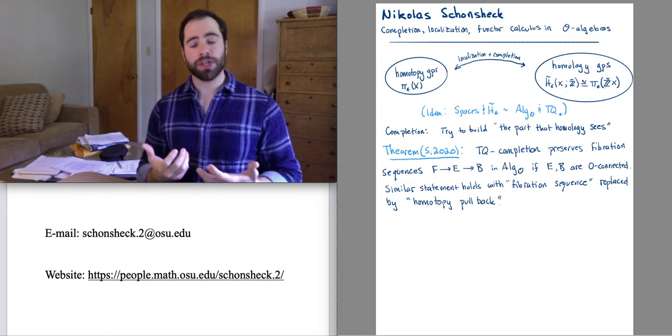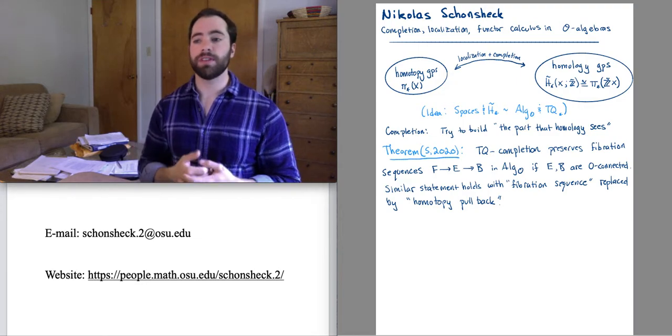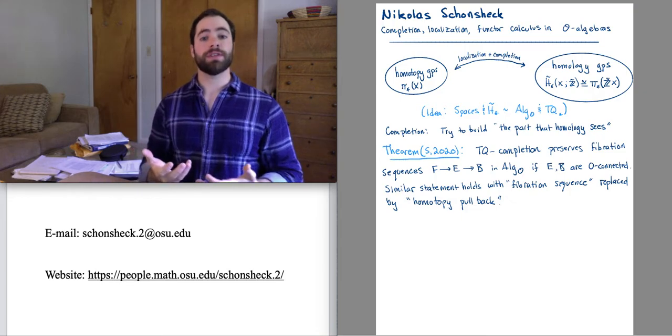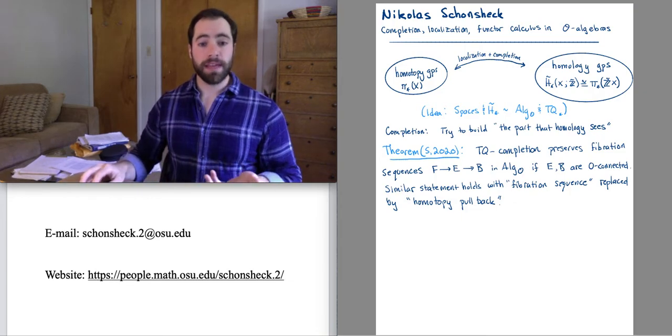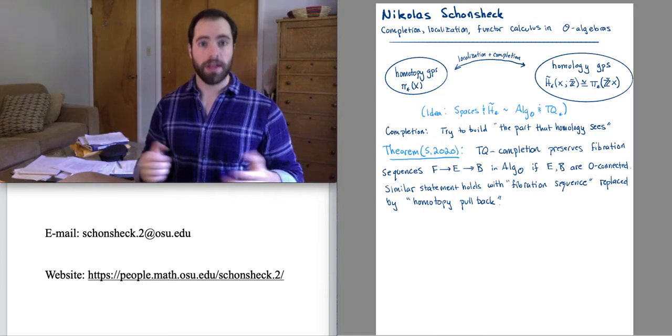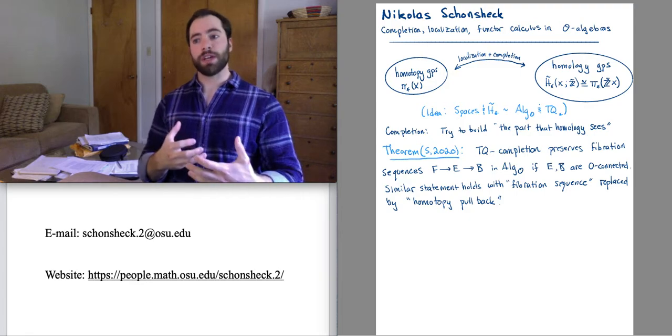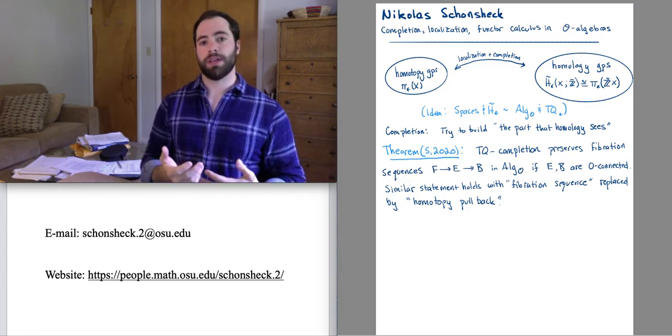I'm interested in the question, what happens in the absence of these connectivity assumptions? So, for instance, outside of the radius of convergence. In the case of spaces, Arone and Kankaanrinta showed that for any connected space, the Taylor tower of the identity converges to the completion of that space with respect to stabilization.